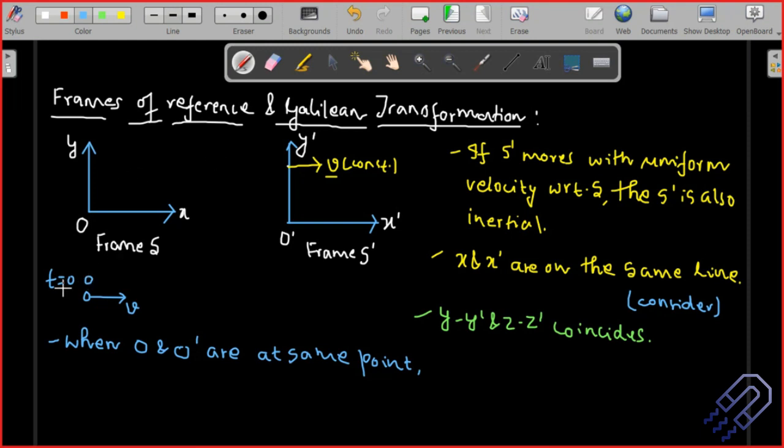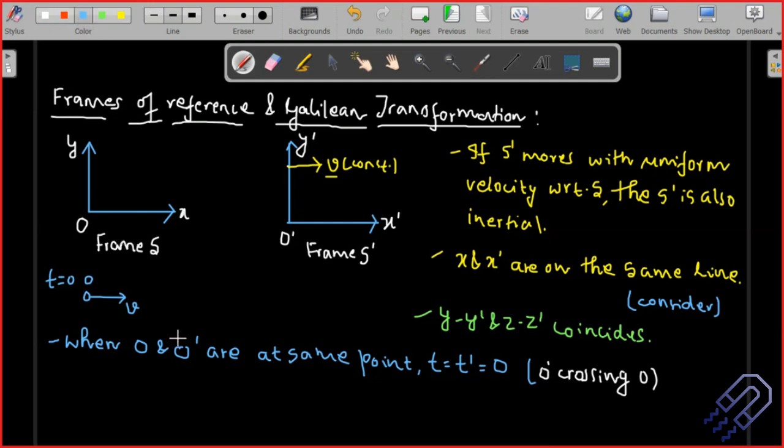Okay, so at t is equal to 0, both are going to start from the same point. So that means when O and O prime are at the same point, the time in the unprimed frame is equal to the time in the prime frame is equal to 0. So it's the beginning of the event. This is the point where O prime will be crossing O. So this is important. I hope you understand this. This is a very simple idea.